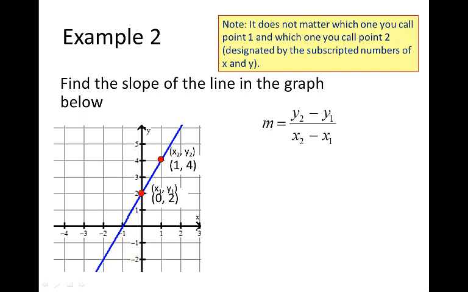Now let's plug these into the formula. So y2 minus y1, we're going to have 4 minus 2, and then x2 minus x1, 1 minus 0. It's really worth it to label it. Make sure you put these labels. It just sort of removes a layer of thinking you have to do. Now let's do the arithmetic. 2 over 1, and you get a slope of 2.